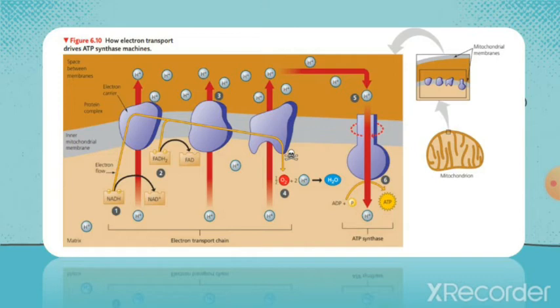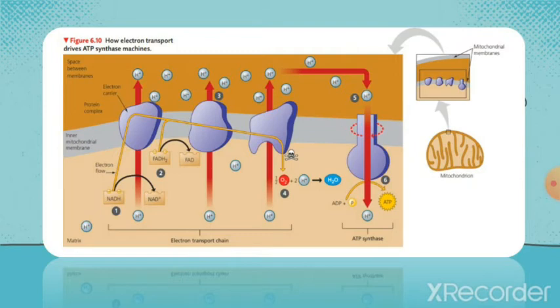Then the H+ concentrated on one side of the membrane rushes back downhill through an ATP synthase. This action spins a component of ATP synthase, just as water turns the turbines in a dam. The rotation activates part of the synthase molecule that attaches phosphate groups to ADP molecules to regenerate the ATP.